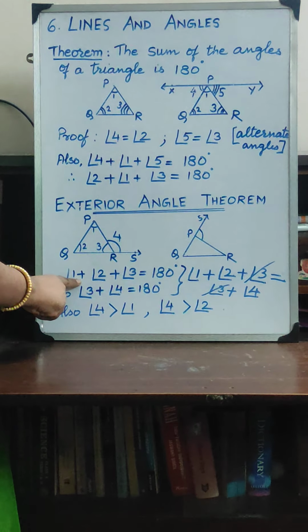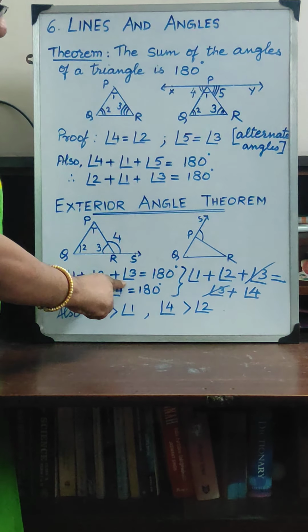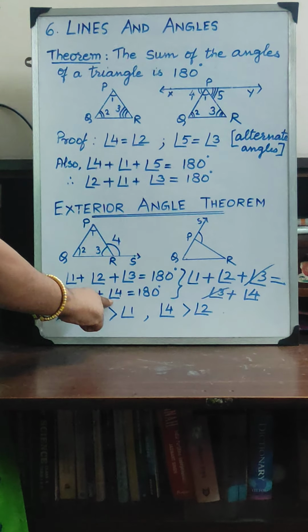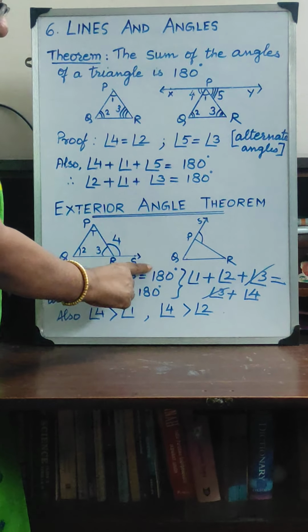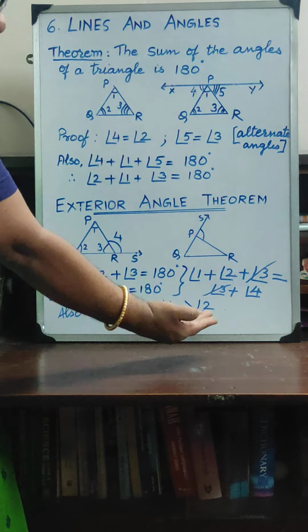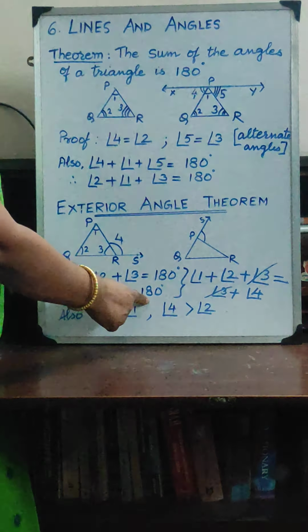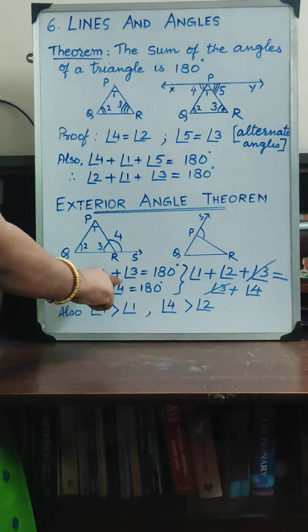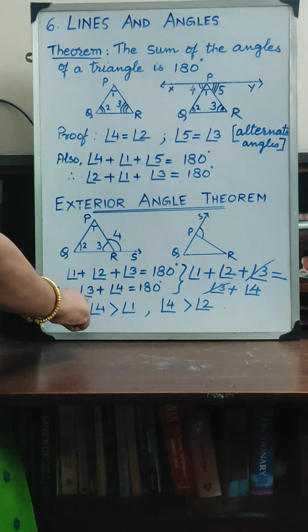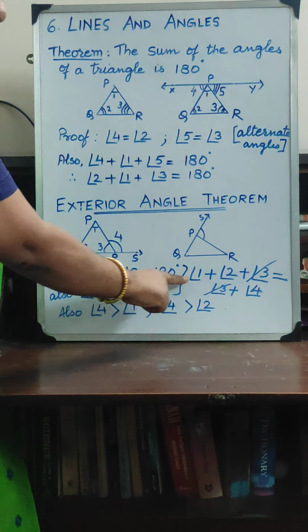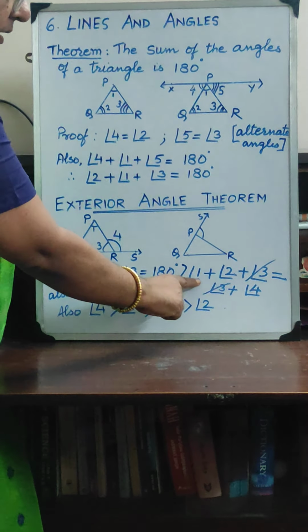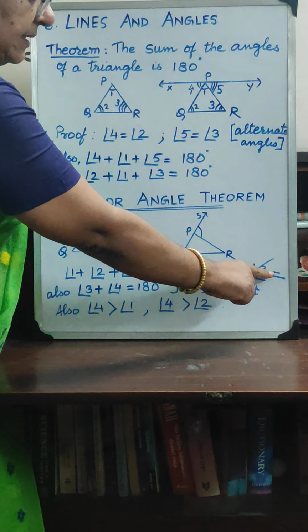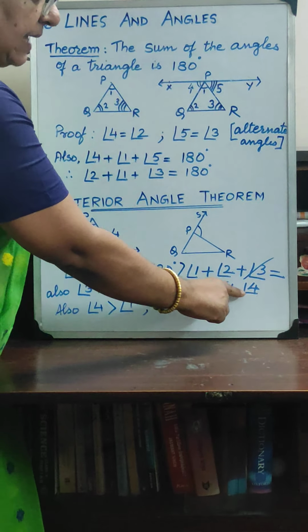So we have angle 1 plus angle 2 plus angle 3 is 180 degrees. Also angle 3 plus angle 4 is 180 degrees. From these two, the right hand sides are both the same, 180 degrees. So we can write angle 1 plus angle 2 plus angle 3 equal to angle 3 plus angle 4. That is what is written here.